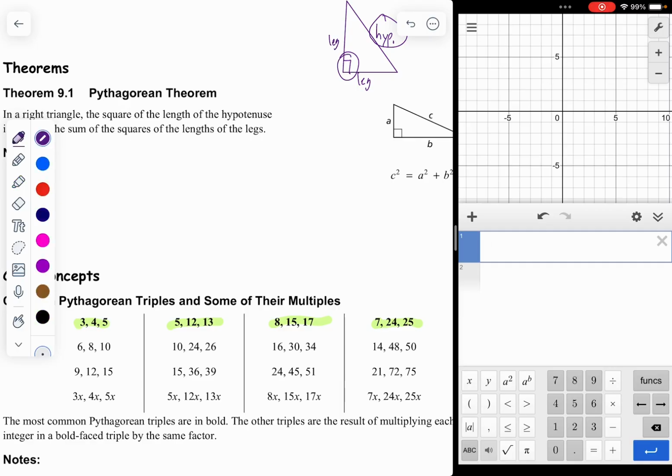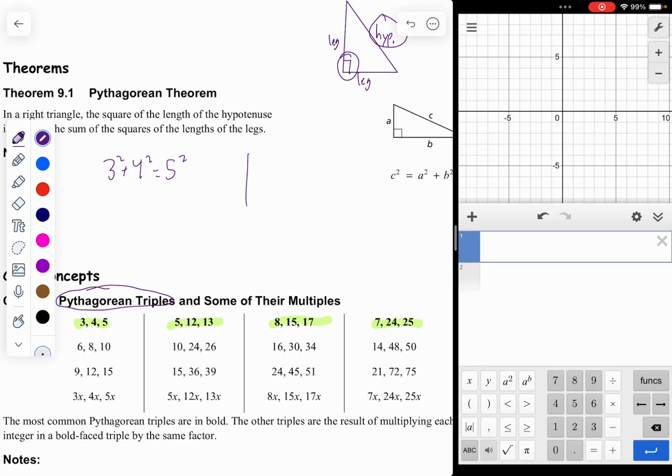These are called Pythagorean triples. A series of 3 integers that can create a right triangle, period. 3 positive integers, I should say, because you can't really use negative integers to do anything with measurement. So if you go 3 squared plus 4 squared equals 5 squared, that's a right triangle.